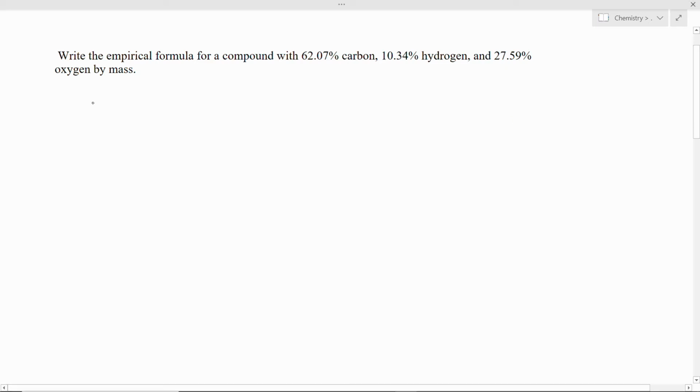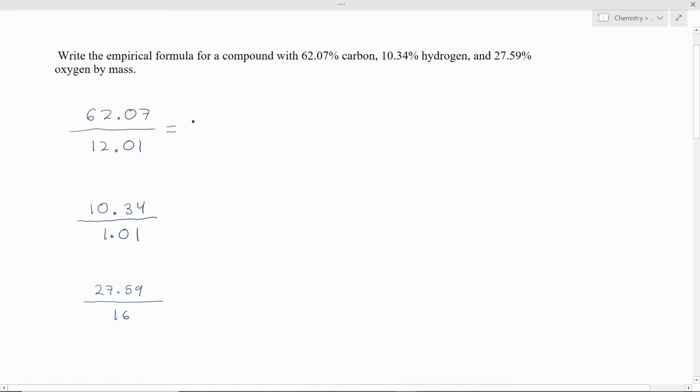So the first thing we want to do is place these percentages over the atomic mass of the element. So for carbon, we have 62.07 over 12.01. For hydrogen, we have 10.34 over 1.01, and for oxygen we have 27.59 over 16.